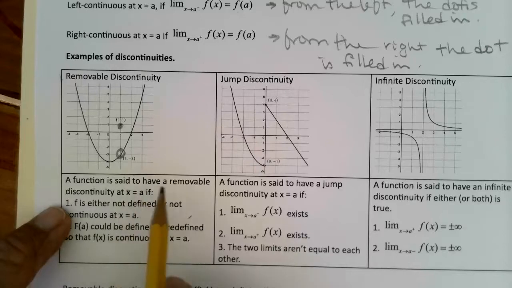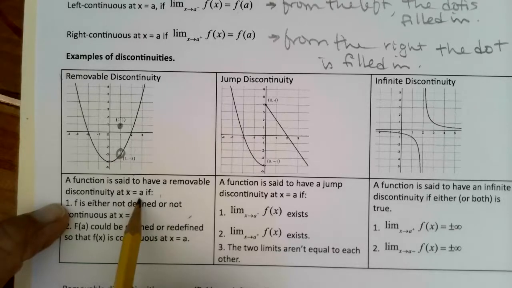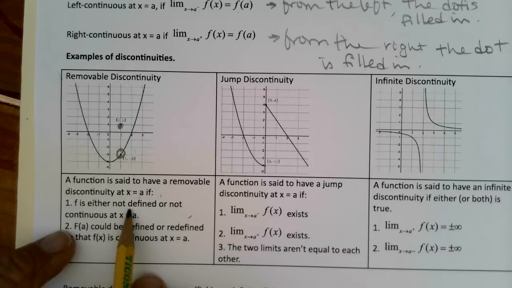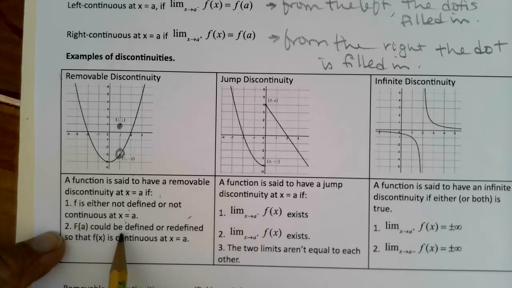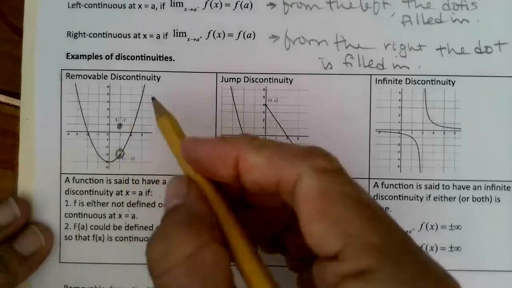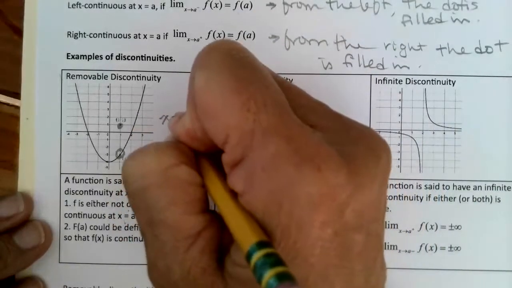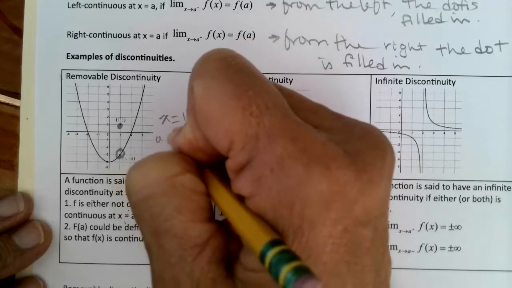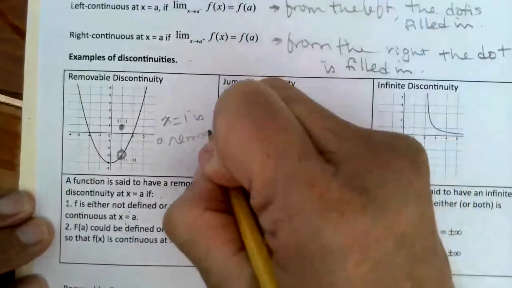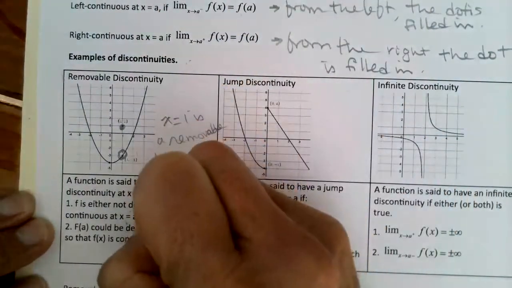So a function is said to have a removable discontinuity at x equals a, so in this particular example, at x equals 1, if f is either not defined or not continuous at x equals a, and f of a could be defined or redefined so that f of x is continuous at x equals a. So in this case, x equals 1 is a removable discontinuity.